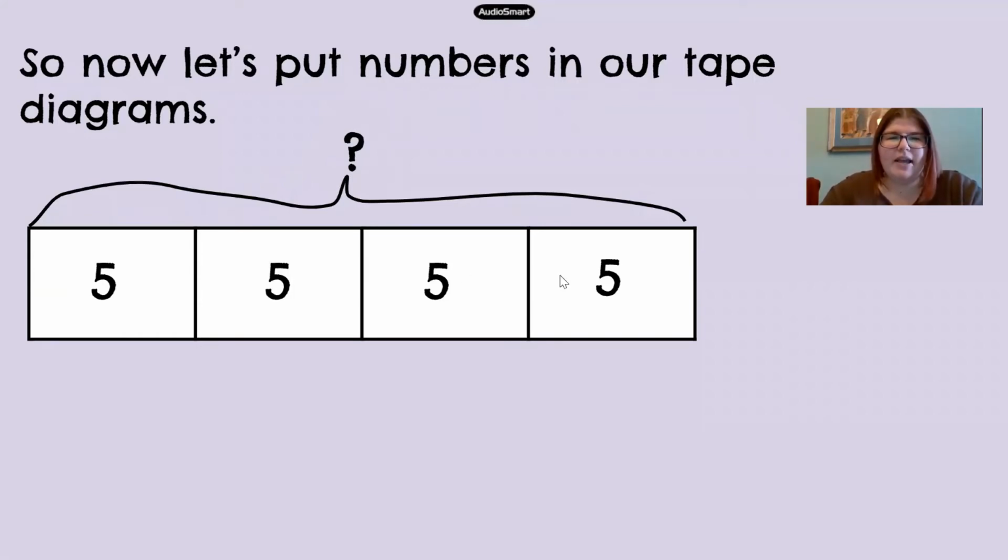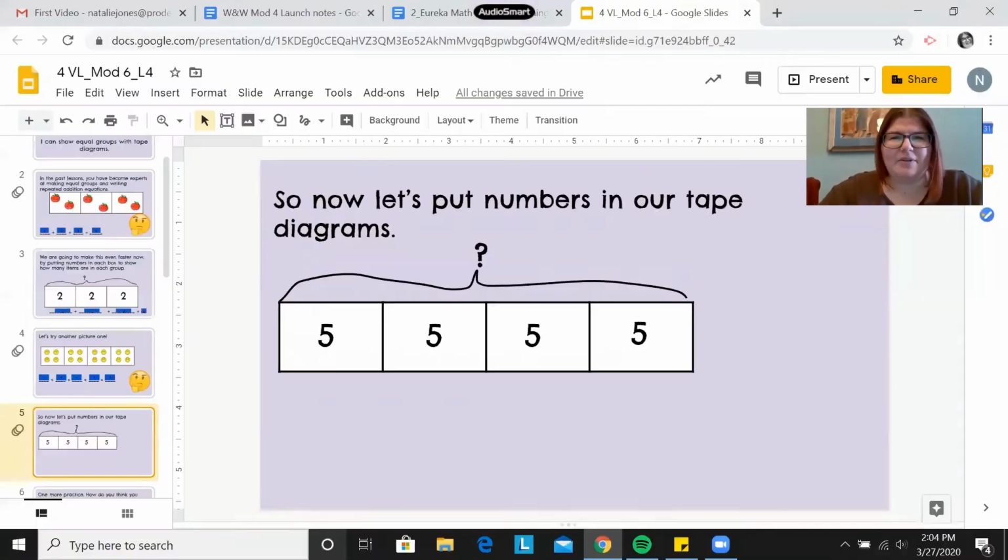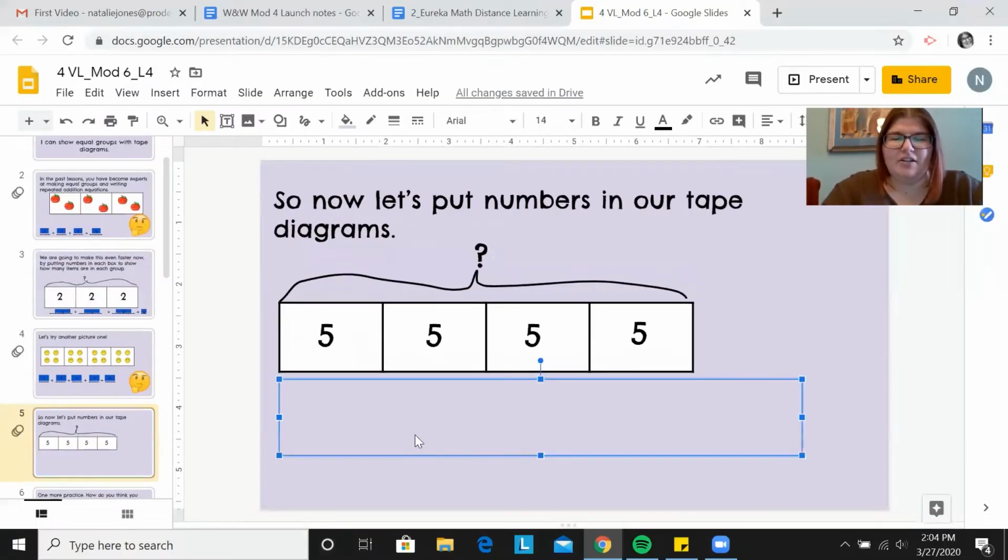So first, how many groups do I have? Right, 4. 1 group, 2 groups, 3 groups, 4 groups. There's 4 boxes, 4 groups. And what number is inside of my groups? Right, 5. So how would this look like in a repeated addition equation?